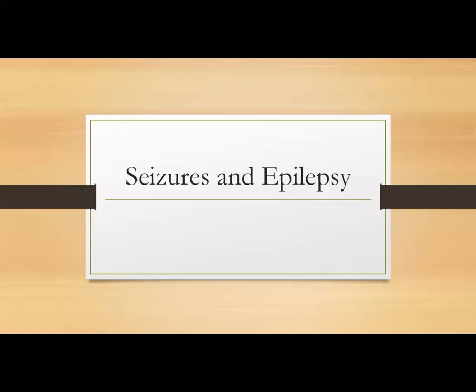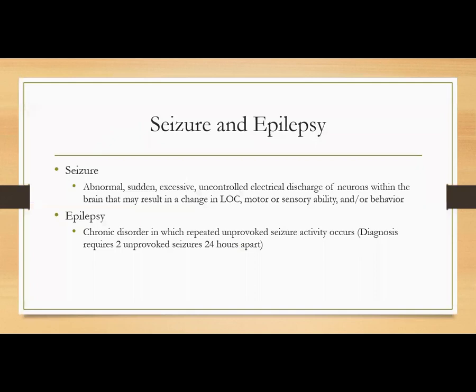All right, so the next thing we're going to be talking about is our seizures and epilepsy. Before we begin, I just want to talk about the difference between a seizure and epilepsy. A seizure is abnormal, sudden, excessive, uncontrolled electrical discharge of neurons within the brain that may result in a change of level of consciousness, motor or sensory ability, and/or behavior.